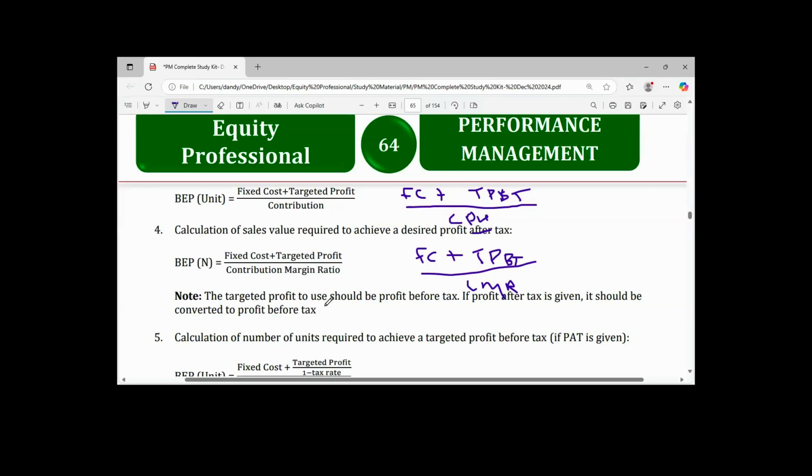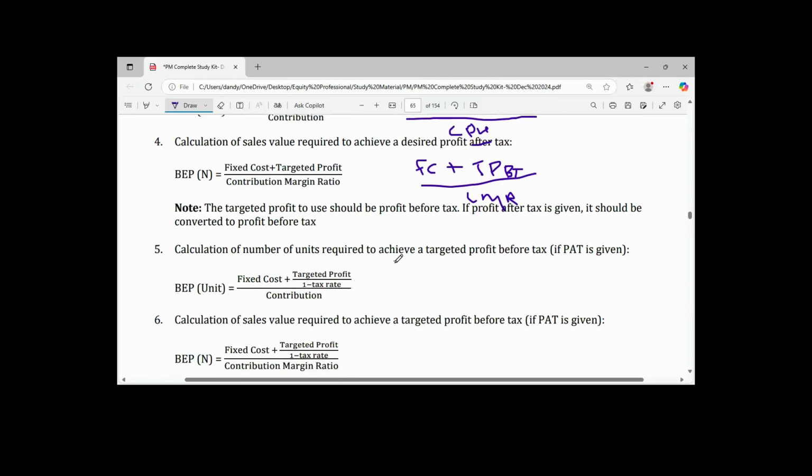Therefore, if profit after tax is given, it should be converted to profit before tax before calculating break-even points. Okay, I repeat, the targeted profit to use must be profit before tax. So if profit after tax is given, you need to convert it to profit before tax before computing your break-even points. In this case, the examiner may tell you to calculate break-even points in units to achieve a targeted profit after tax. All right. So you are going to convert that profit after tax to profit before tax.